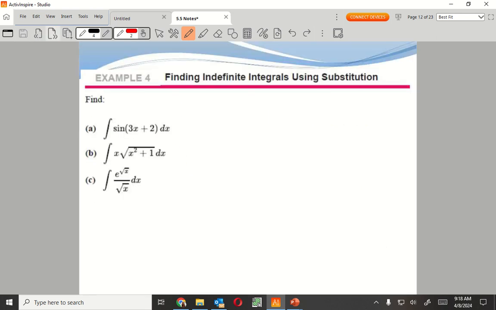Here, try this one now. So the first one here, try the first one.